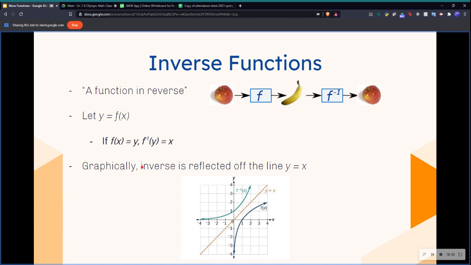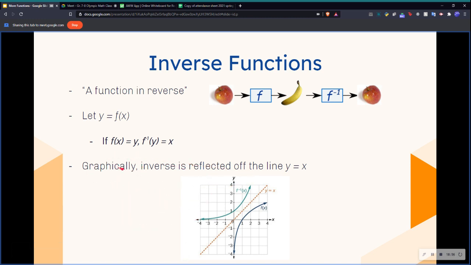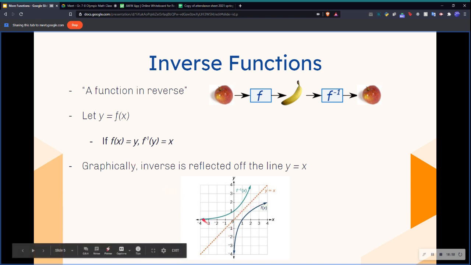And if you were to look at this graphically, we're not going to focus on this too much, but it's interesting to note that if you graph your function and your inverse function, the inverse function is reflected off the line y is equal to x. So basically your original function's here, your inverse function's here, and this is your axis of symmetry, y is equal to x. You can see how they're symmetrical to each other about that line.